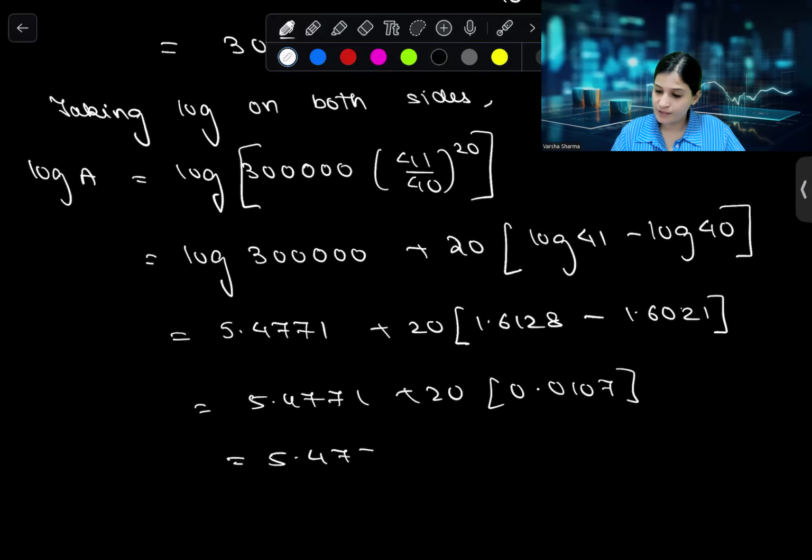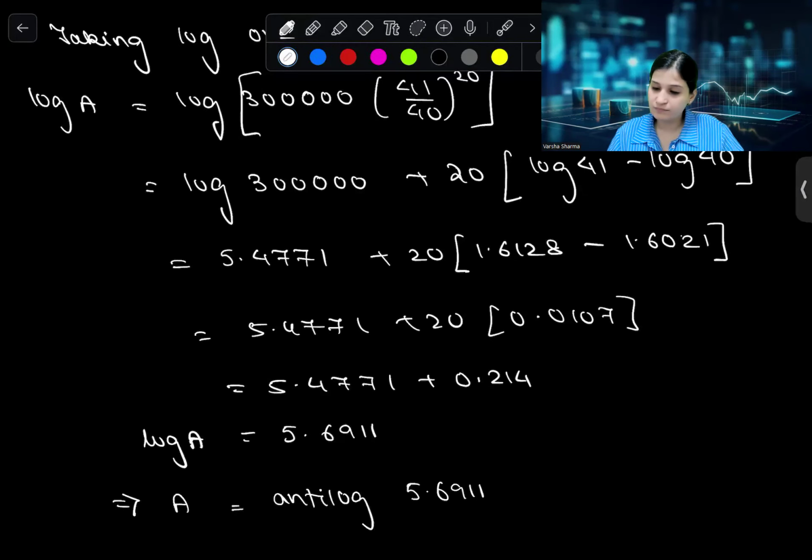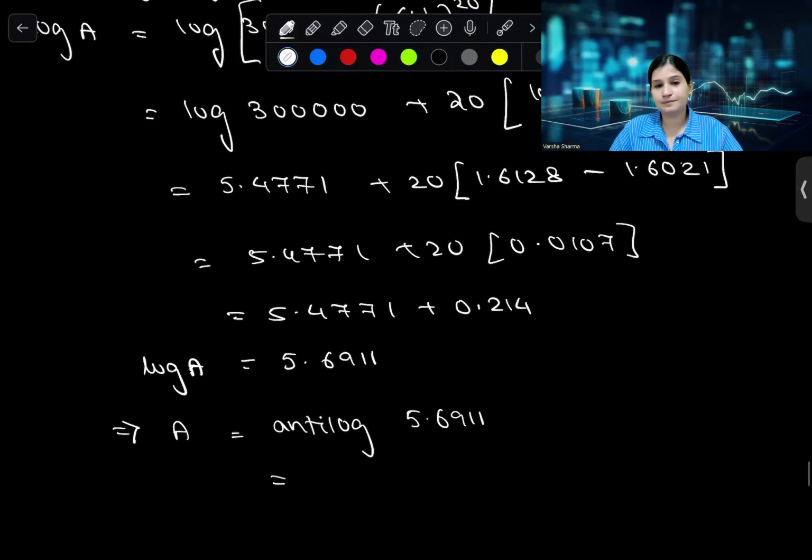5.4771 plus 0.214, which is 5.6911. So this was log A. Now what will we do? We need to find A. A will be the anti-log of 5.6911.